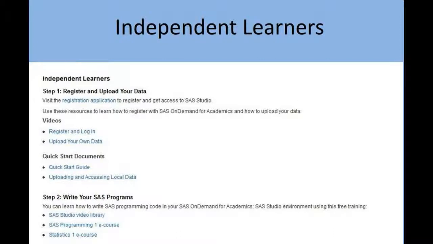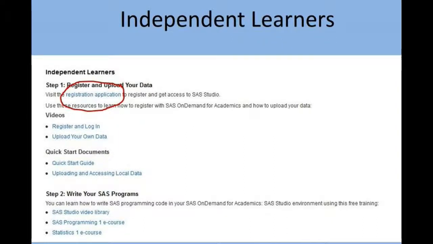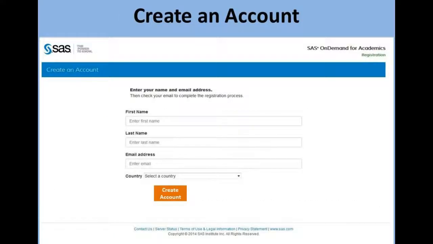If you choose independent learner, you'll be taken to this screen, and there's a link at the top that says Registration Application. You should click on that link. Before I go to the next slide, I just want to point out that there are some links on this page that might be useful to you, some videos, also some quick start documents. They're right there below the registration application link.